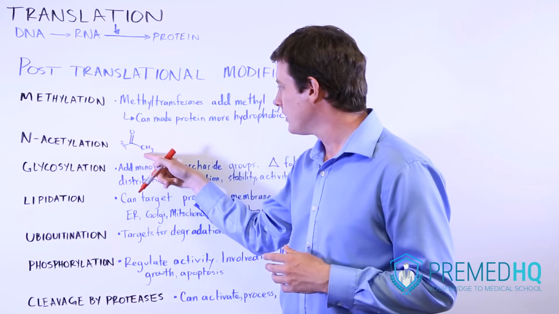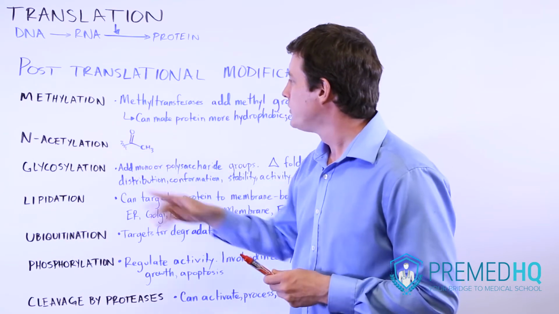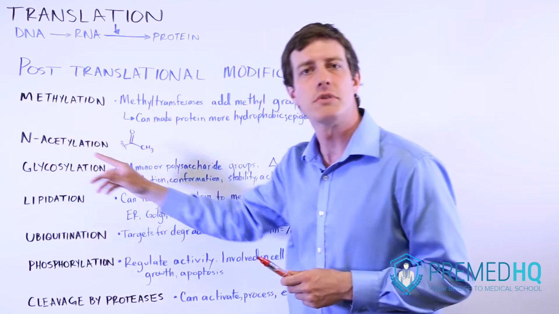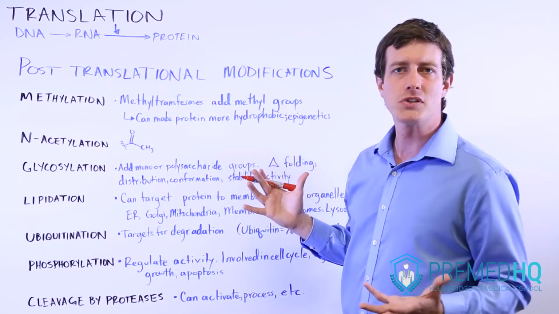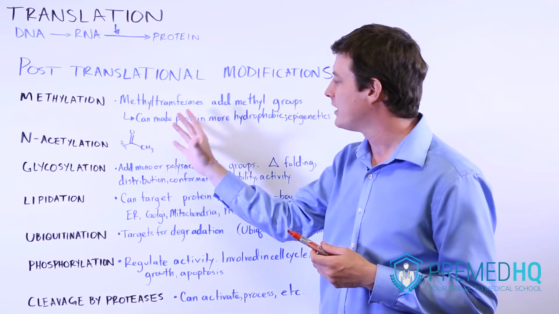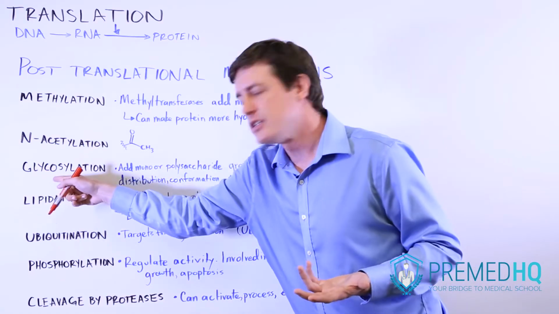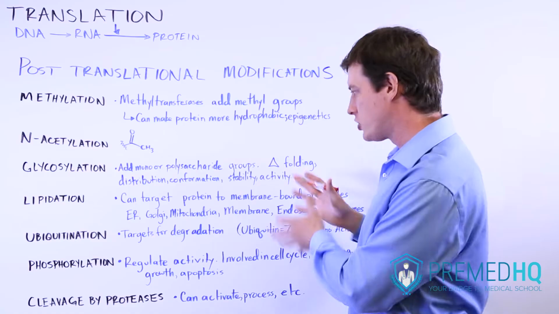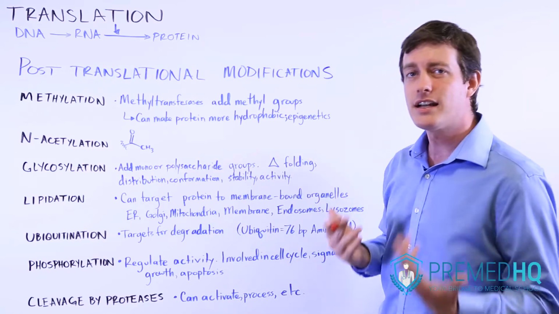N-acetylation is basically adding an acetyl group, which is this ketone-containing group, to the N-terminus of that protein. And it turns out that around 90% of human proteins can undergo this acetylation, and that can influence function as well. Glycosylation, glyco should tell you that that's sugars. You can add sugars to it by adding a mono or polysaccharide group. And these can have a lot of effects.